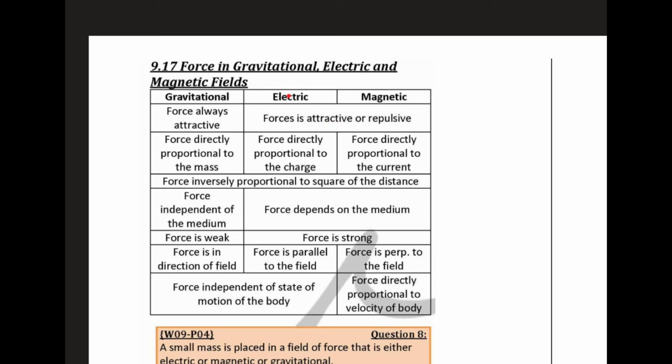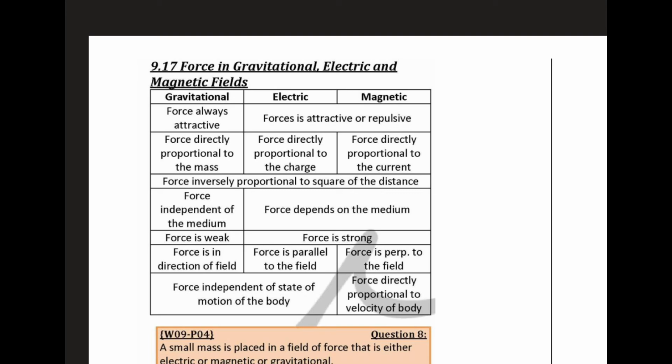Okay, a quick revision. For the electric field, if they have the same charge, then they will repel. If they have opposite charges, one positive and one negative, then they will attract. For the magnetic field, the magnetic force is attractive if it is a north pole with a south pole, and the magnetic force is repulsive when like poles come nearer to each other, like north and north or south and south.